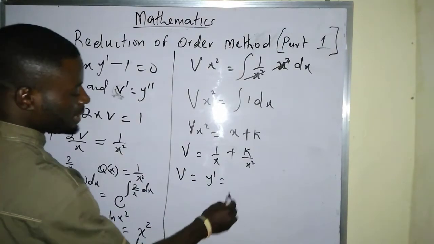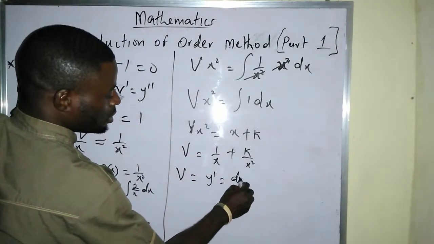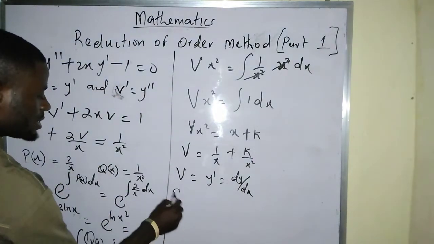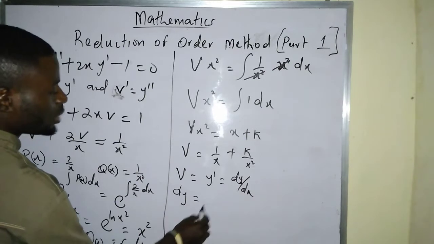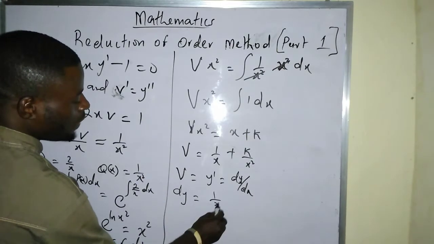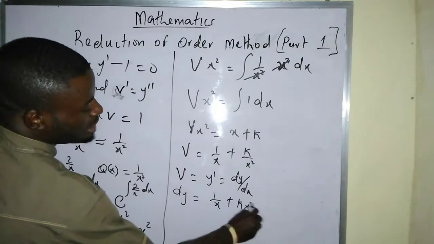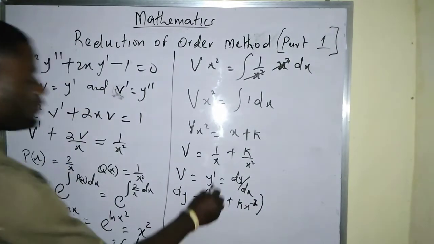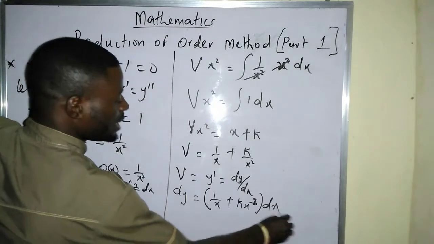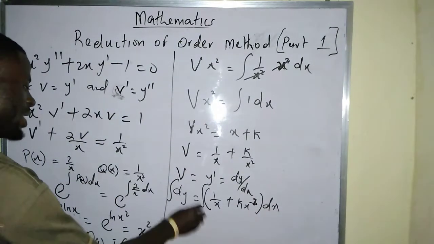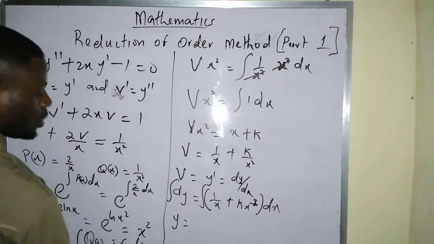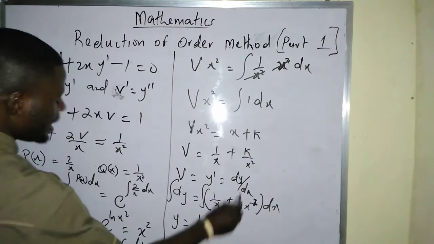My v equals y prime, which is written as dy over dx. I can answer that dy over dx equals 1 all over x plus k over x squared, all of the dx. Now, if I integrate, I will be having y equals ln x.